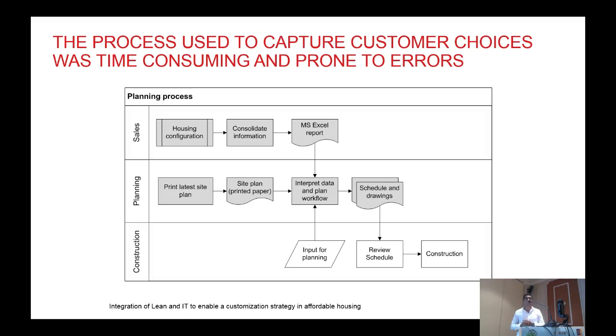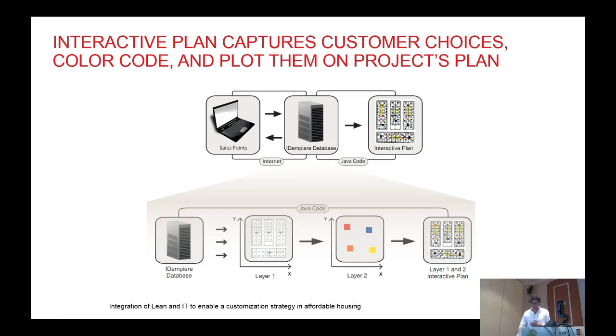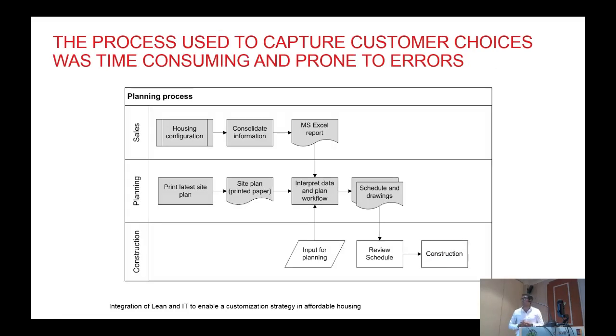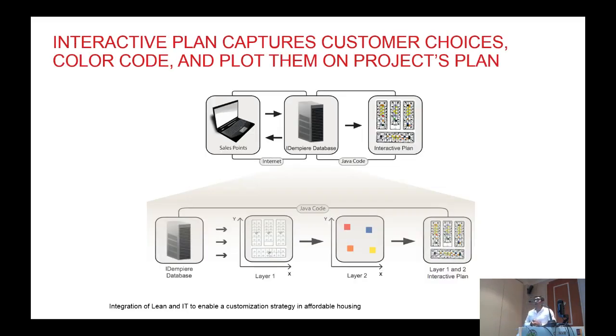It's very strong in manual effort, and the developer wanted to automate the gray steps that you see in this diagram. So we created Interactive Plan, which is an application that collects customer inputs at the sale point and plots them in the project plan, so you know upfront what are the different models that go in the different plots. This is an app that is built in IDMPR, and IDMPR is an ERP system that the company uses for this project.